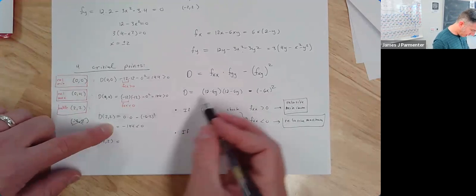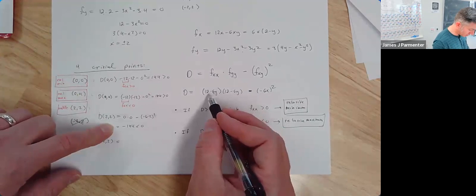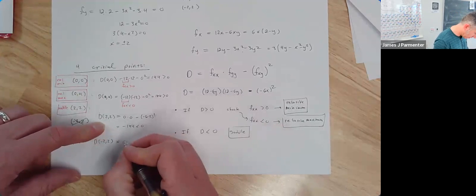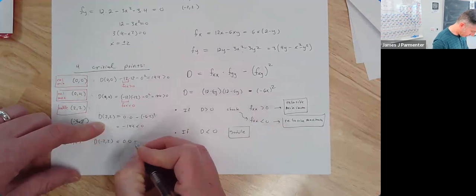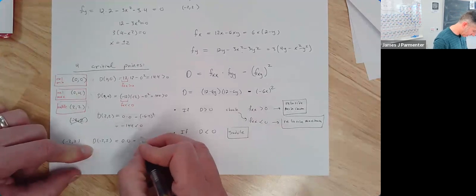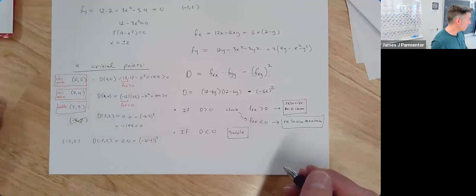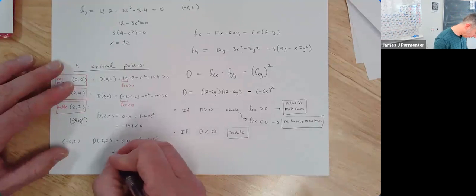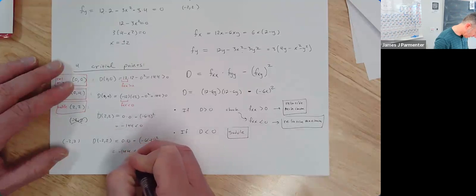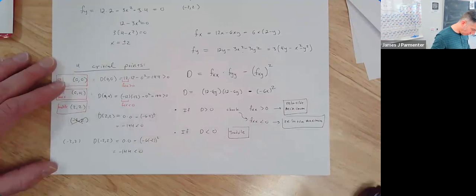I plug in 2 for y, I'm getting 12 minus 0, 12 minus 12 times 12 minus 12, which is again 0 times 0. I'm plugging in negative 2 for x, I'm going to get negative 6 times negative 2 squared. Still going to give me the same result. Still going to equal negative 144, which is negative. So also a saddle.